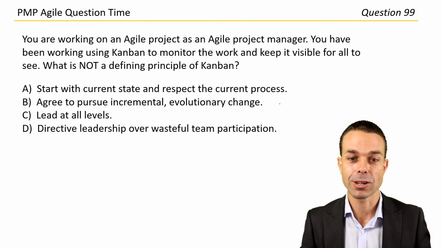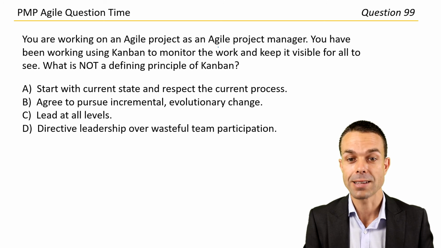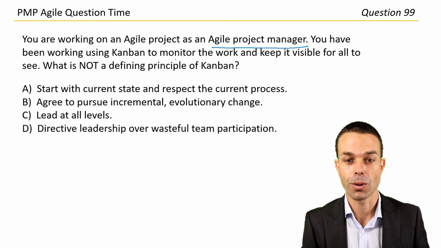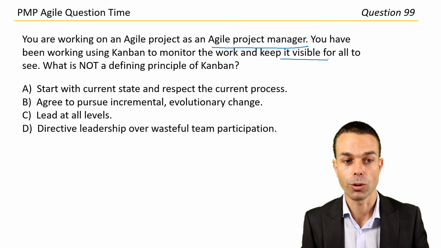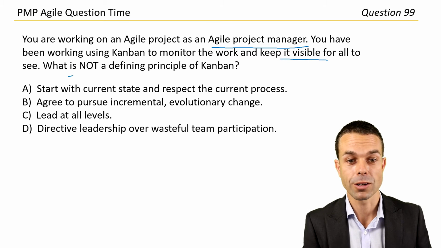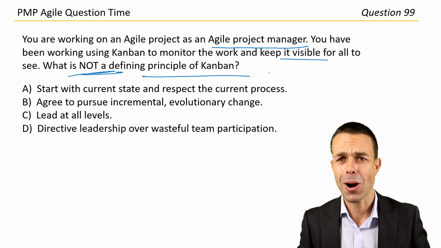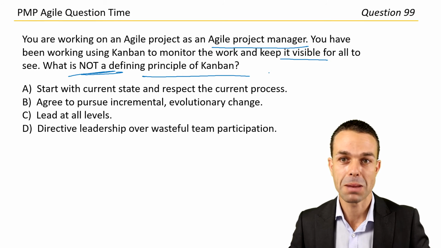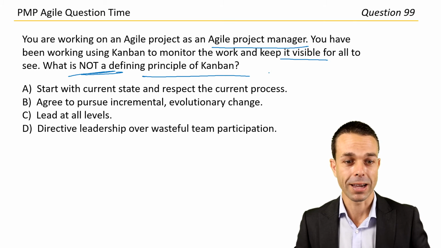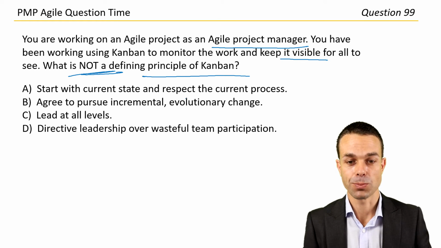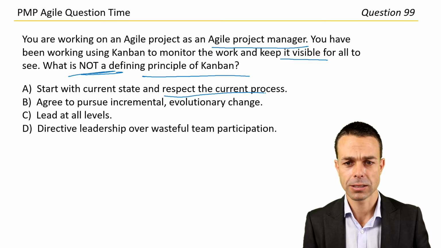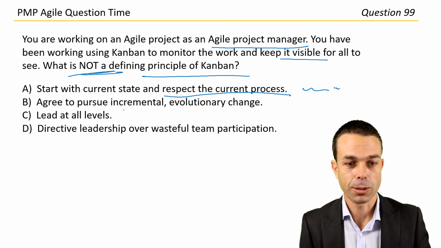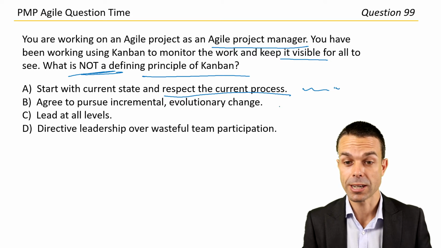You're working on an Agile team, on an Agile project as an Agile project manager. You have been working using Kanban to monitor the work and keep it visible for all to see. What is not a defining principle of Kanban? Oh, good, we get to look at more. So now we can really get a good view of Kanban over these first two questions. Okay, start with the current state and respect the current process. I wonder, maybe? Agree to pursue incremental evolutionary change?